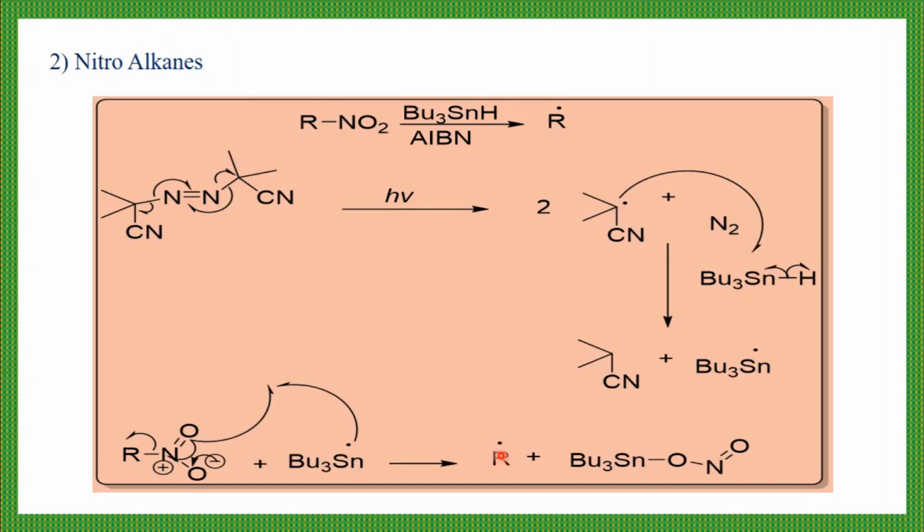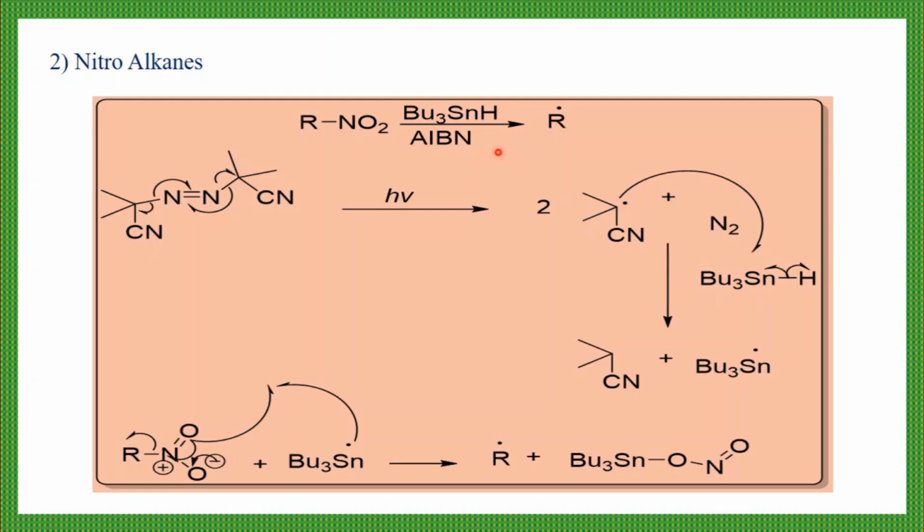the generated R radical, consider it's nitromethane, so R is methyl, you can add this methyl radical into any carbon-carbon double bond or carbon-carbon triple bond. So this is the application of this tributyltin hydride, and again I am explaining this: the nitroalkane is the substrate we are using for generation of R radical, in reaction with tributyltin hydride and AIBN.